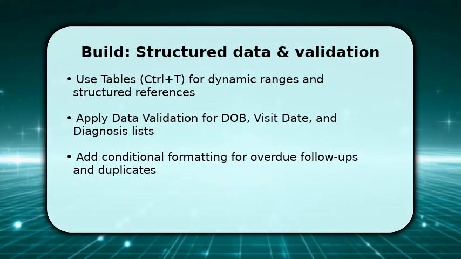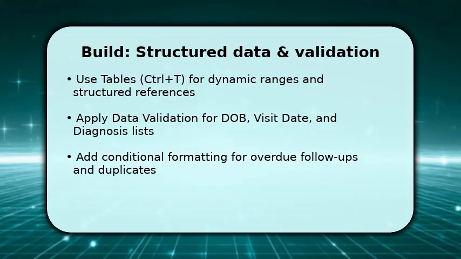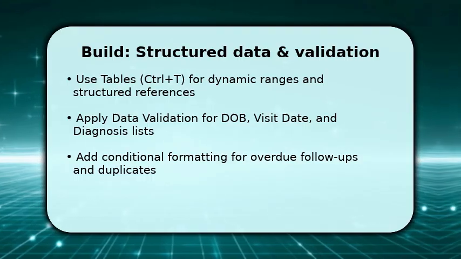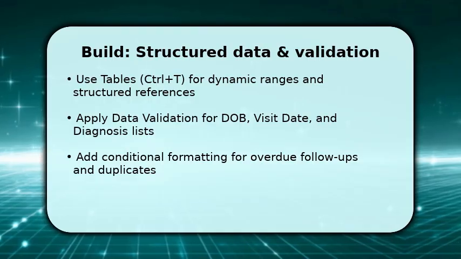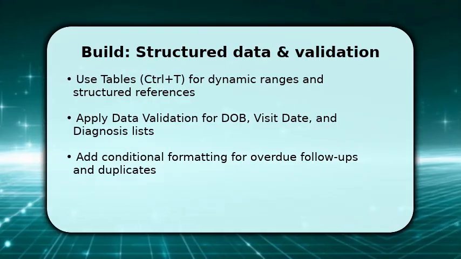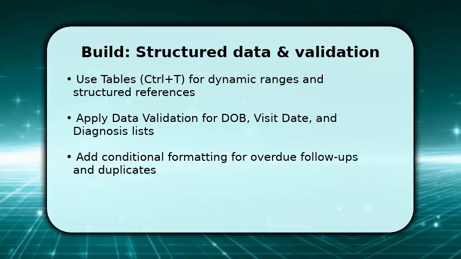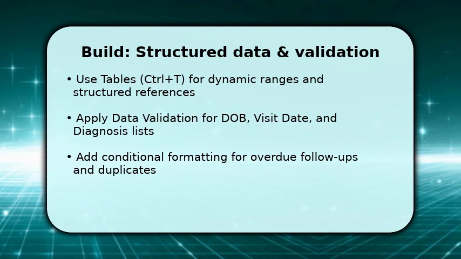Convert your header row and entries into an Excel table so ranges expand automatically and formulas remain readable. Then implement data validation. Restrict DOB and visit date to valid date ranges, and link diagnosis to your hidden lookup sheet for consistent entries. Add conditional formatting to flag duplicates in patient ID and highlight visit date older than 1 year with a red fill.